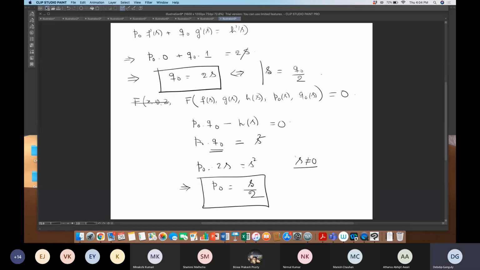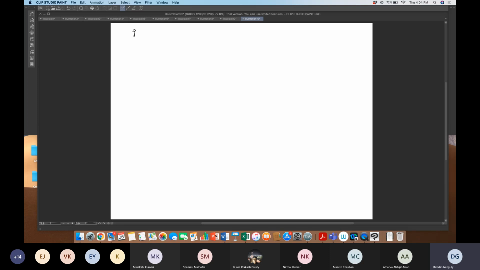Clear? So we have found all this. So your fs is 0, gs is s, hs of s is s square, P naught of s is s by 2, and Q naught of s is 2s. Clear? We all got the initial conditions.